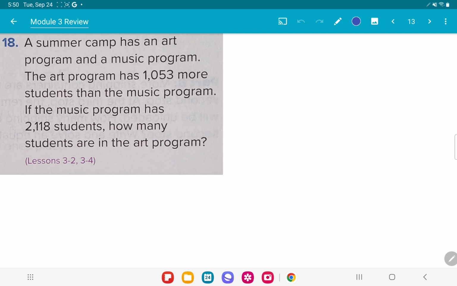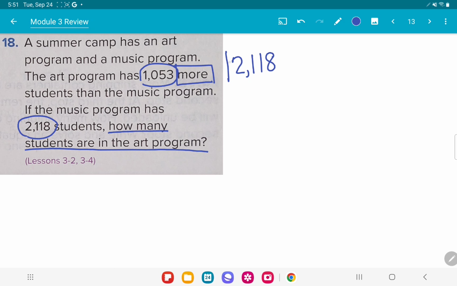Number 18. A summer camp has an art program and a music program. The art program has 1,053 more students than the music program. If the music program has 2,118 students, how many students are in the art program? I'm trying to find out how many students are in the art program. So I know that the art program has 1,053 more students than the music program. And we know that the music program has 2,118 students.